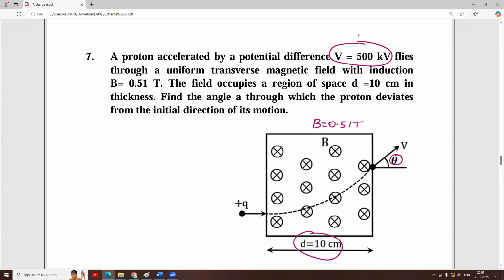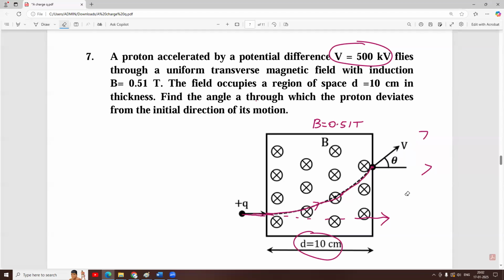As soon as the charged particle enters into the magnetic field, it was moving along the direction of positive x-axis. The magnetic field makes it move in a circular path. It doesn't change the speed. Speed remains the same. It only deviates the direction. So by the time it reaches here, if the magnetic field gets finished, then it moves in a straight line. But compared to the original direction, which is along x-axis, it has turned through an angle theta. That is what you have to find out.